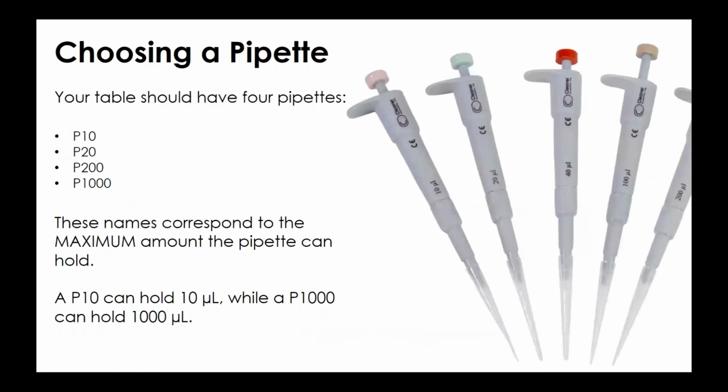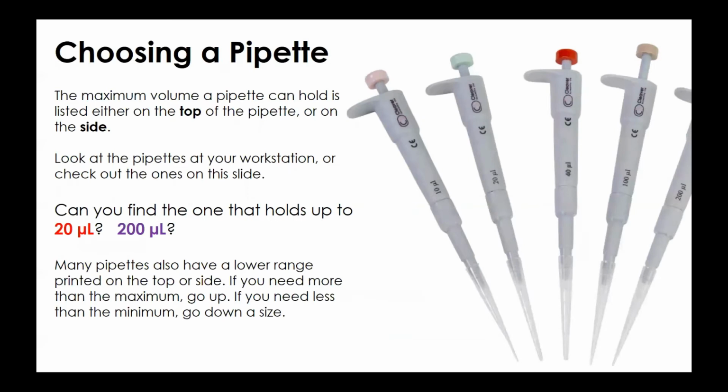So let's choose a pipette. You'll notice that your table should have 4 different pipettes. This is a P10, a P20, a P200, and a P1000. These names correspond to the maximum amount the pipette can hold. So a P10 can hold up to 10 microliters, while a P1000 can hold up to 1,000 microliters. The maximum volume of a pipette can be listed either on the top of the pipette or on the side.